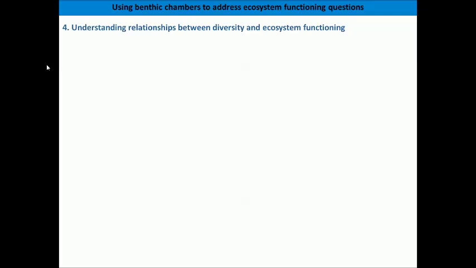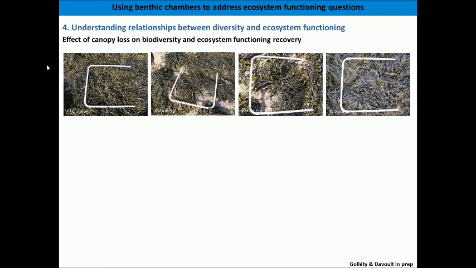The last type of question that can be addressed is to improve our understanding of the relationships between diversity and ecosystem functioning. This was done, for example, by looking at the effect of canopy loss on biodiversity and ecosystem functioning recovery. On an Ascophyllum nodosum stand, we had 4 areas: a control area that remained intact throughout the study, an area where Ascophyllum nodosum was cut at 80 centimeters from the holdfast, one where it was cut at 20 centimeters from the holdfast, and one where it was removed and later a Fucus vesiculosus canopy developed instead.